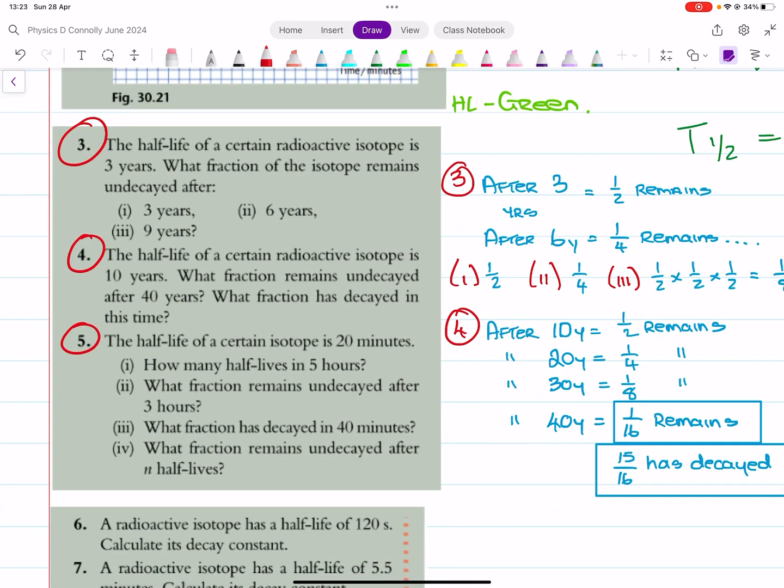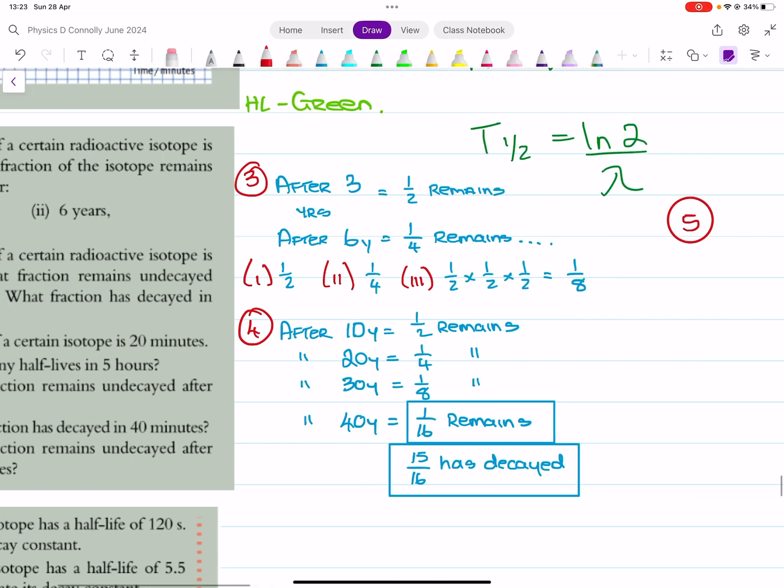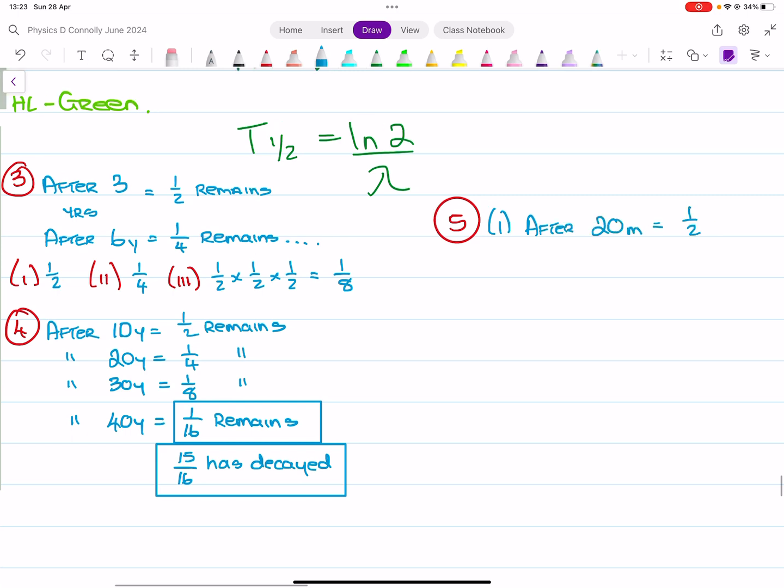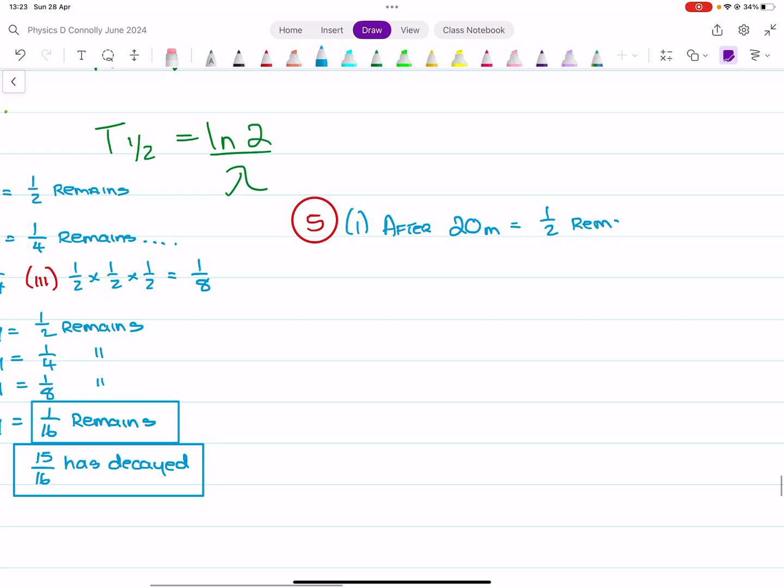The half-life of a certain isotope is 20 minutes. How many half-lives in 5 hours? Okay, so we have after 20 minutes, half. I'm just going to do it out like this. Okay, so the next chunk would be 40 minutes, and that would be a quarter. Next chunk would be 60 minutes or an hour. That would be an eighth.